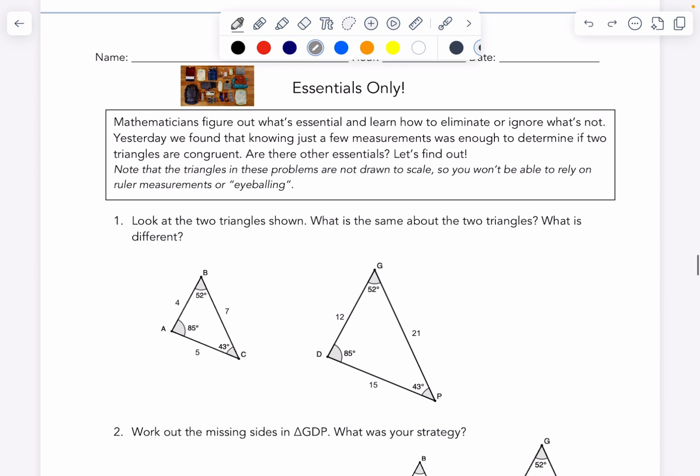So, here we go. Number 1, look at these 2 triangles. What is the same? What is different? Well, I notice all the angles are the same, but I also notice that all the sides are different.